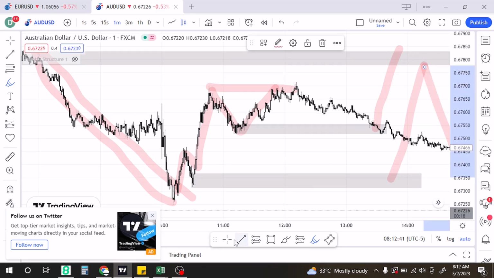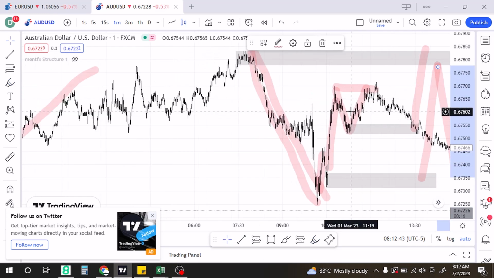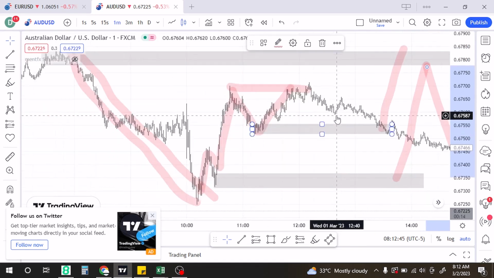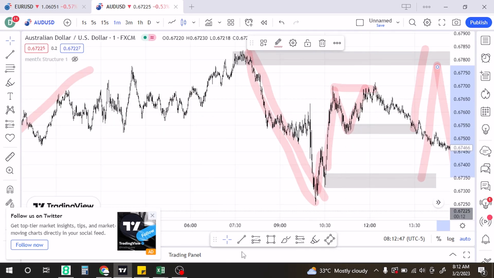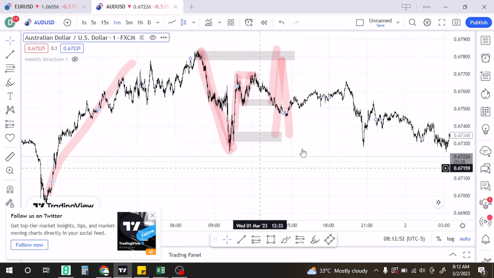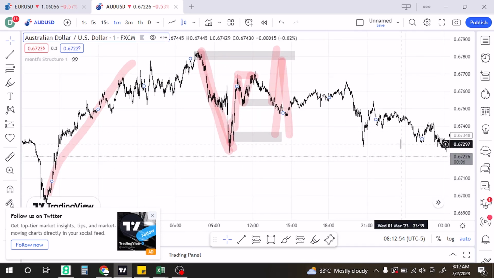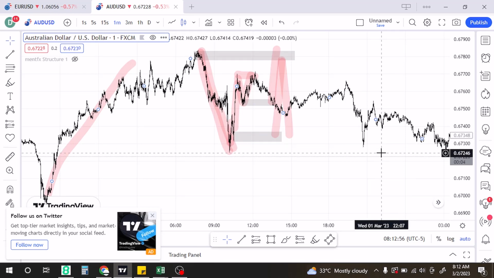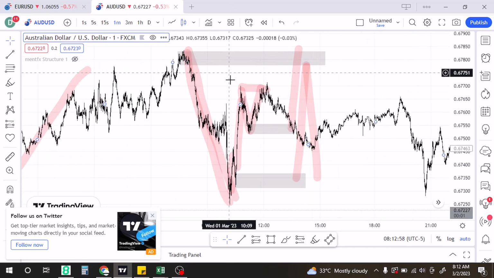Now what they don't discover ahead of time is the trend doesn't always have to pull back to the extreme in order for the trend to put into place. Okay, it doesn't have to. Now you can see what the trend ended up doing.